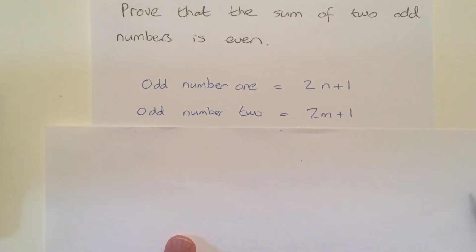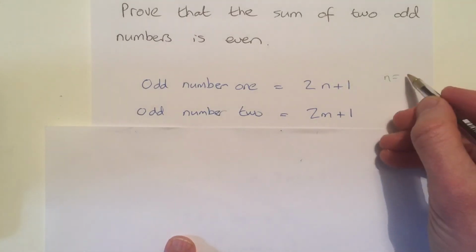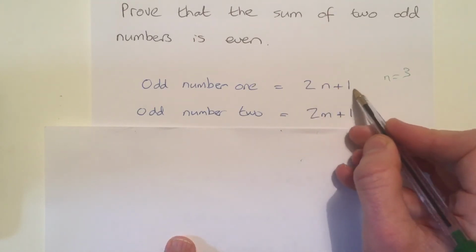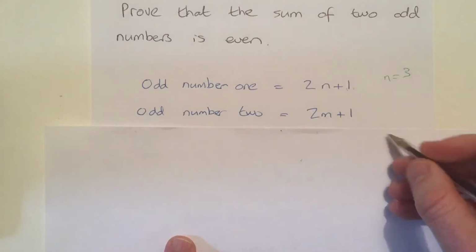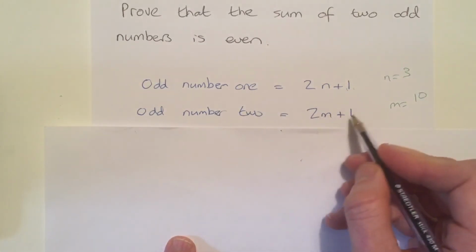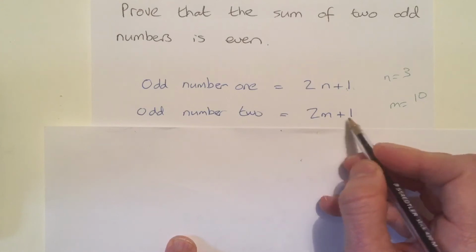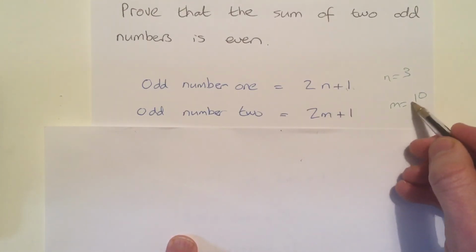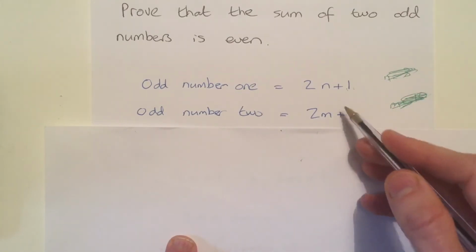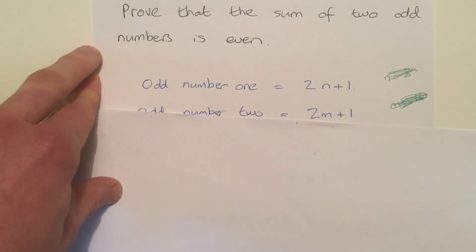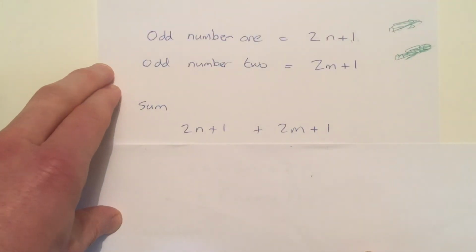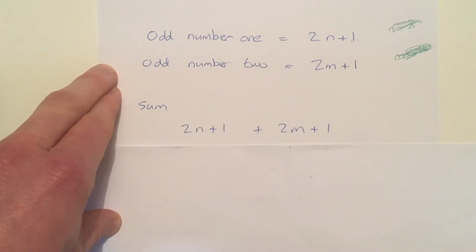So for example, if I were to pick a specific one, if n was 3, my first odd number would be 2 times 3 plus 1, so my first odd number would be 7. And then if m was 10, then this odd number here would be 2 times 10 plus 1, so 21. So I'd have 7 and 21. But we're not doing specific numbers, we are doing it with algebra. So these are both odd numbers. And I want to add them together. So when I add those 2 odd numbers together, I get this.